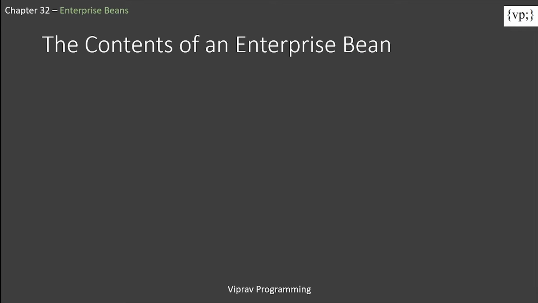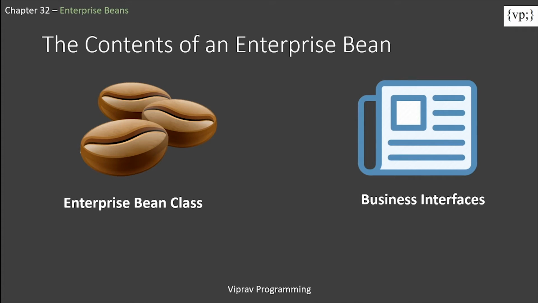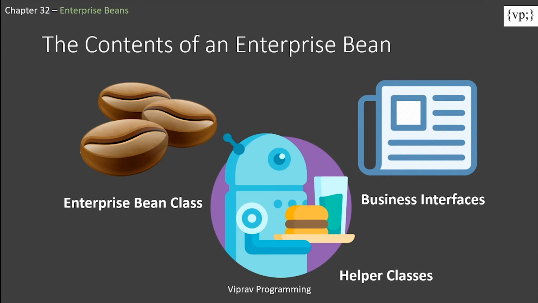So let's take a look into the contents of enterprise beans. To make an enterprise bean, you need the following. You need an enterprise bean class, which contains the business logic of the application and implements the business interfaces. Business interfaces define the business methods implemented by the enterprise bean class. A business interface is not required if the enterprise bean exposes a local no-interface view. And finally, there are helper classes: other classes needed by the enterprise bean class, such as exception and utility classes.